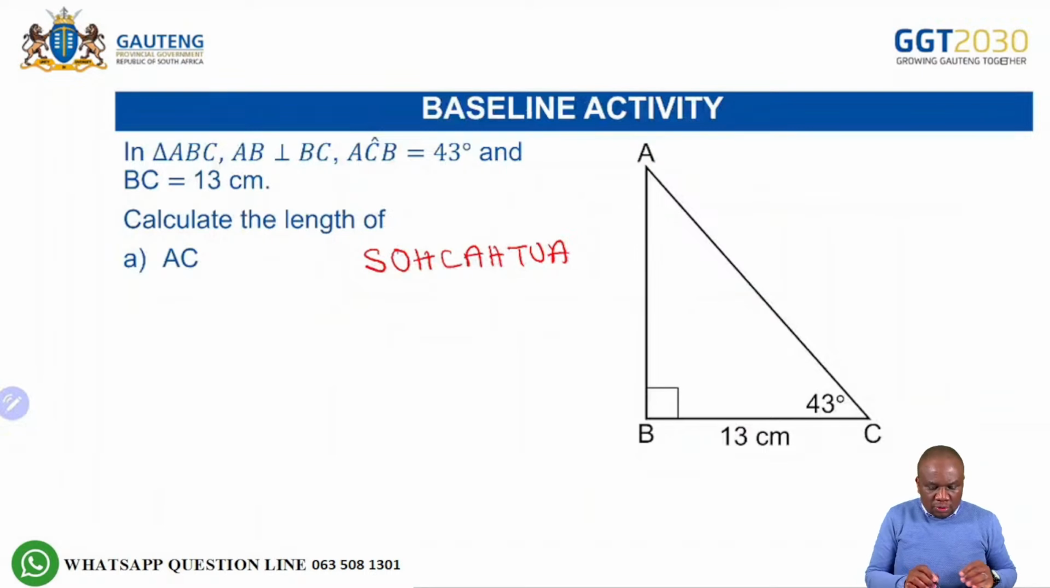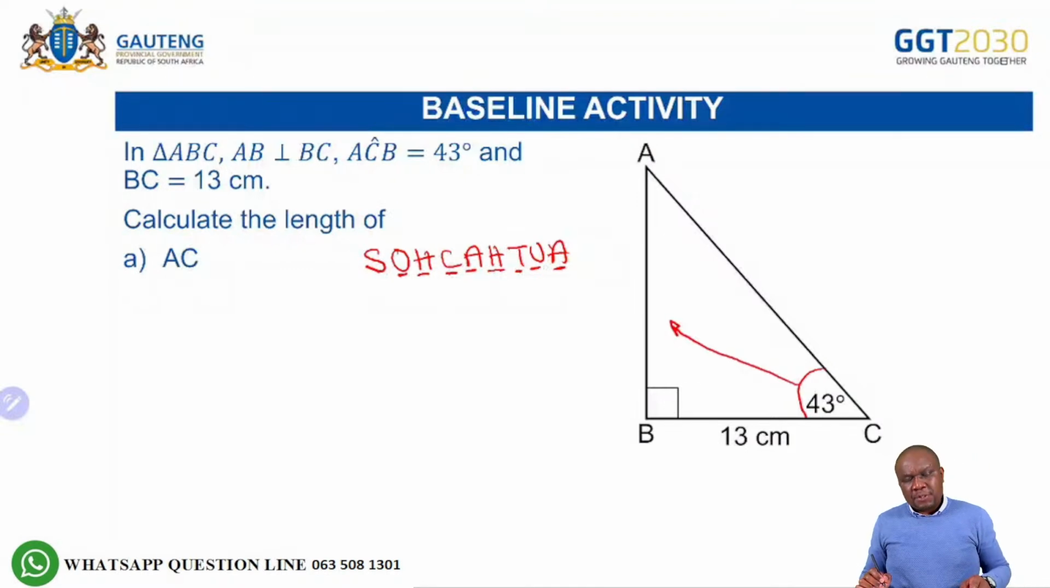SOHCAHTOA. Sine of angle theta, opposite side over hypotenuse. Cosine of angle theta, adjacent side over hypotenuse. And tangent of angle theta is opposite side over adjacent side. Please remember that. Now let's look at our diagram here. We have the angle, which is 43 degrees. That's our reference angle. We're looking for AB, which is the opposite side, and then we have 13 centimeters, which is the adjacent side.